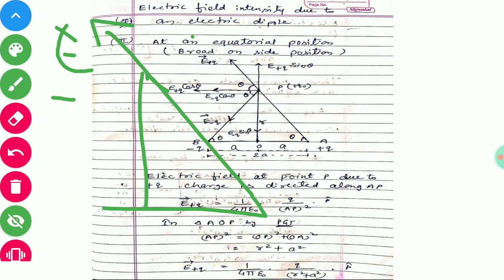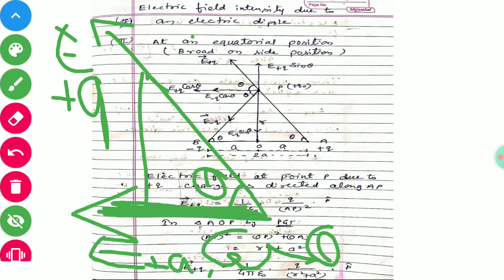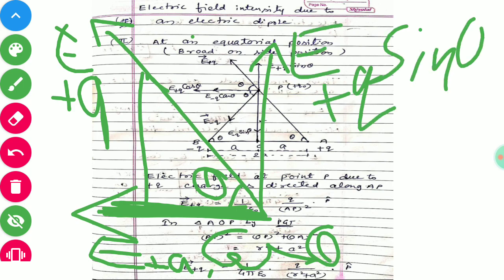Here is the E plus Q. Here is an angle theta. So simple as that. When we resolve the horizontal component, in class 11th we have discussed that the horizontal component is represented by cos theta. So this is what? E plus Q cos theta. And the vertical component on that side is what? E plus Q sin theta.